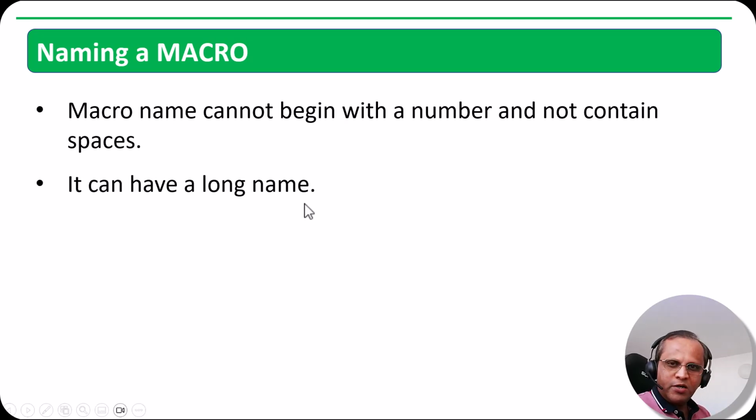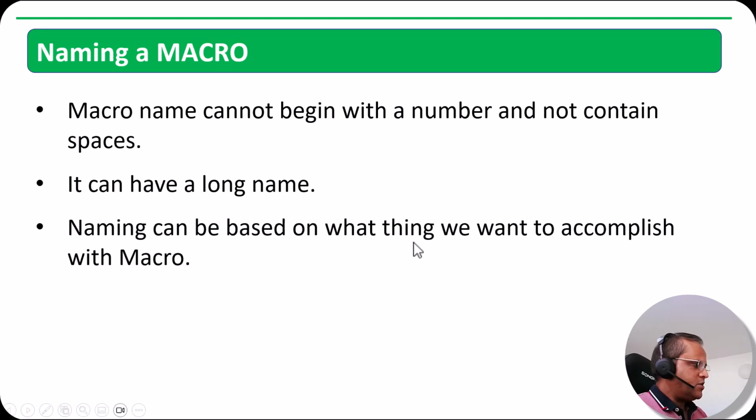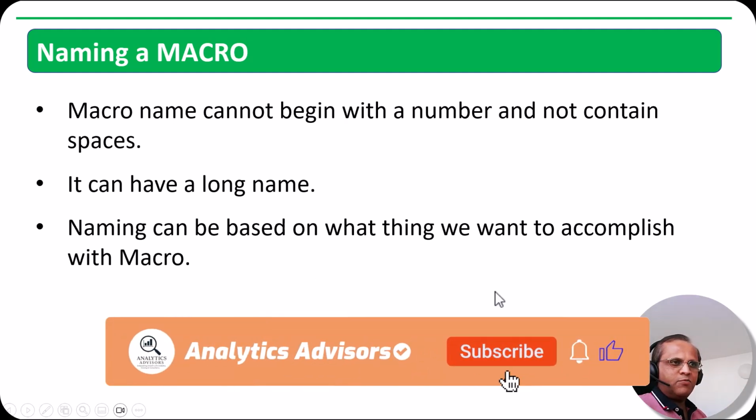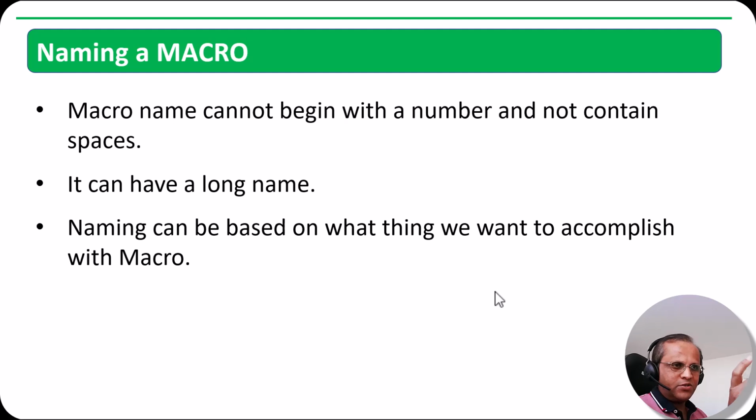A macro can have a long name, as I mentioned earlier. Naming can be based on what we want to accomplish with the macro. Whenever we give the name to the macro, we should write it in such a manner that when I see the name, I'm able to get some information out of it. Then it will be very easy for us to know that this macro was created for this purpose. That's why the naming has to be given accordingly.